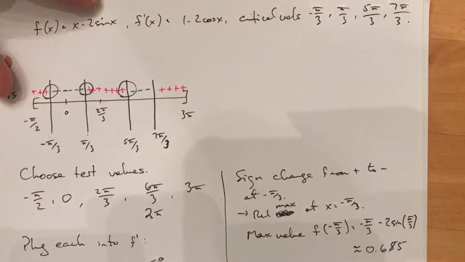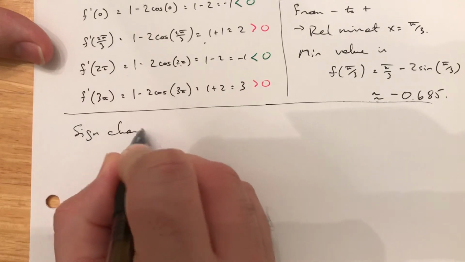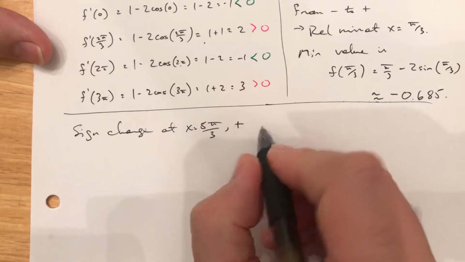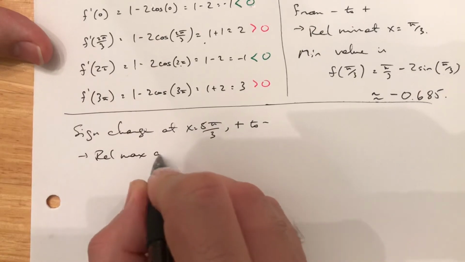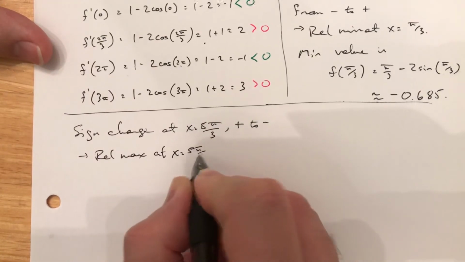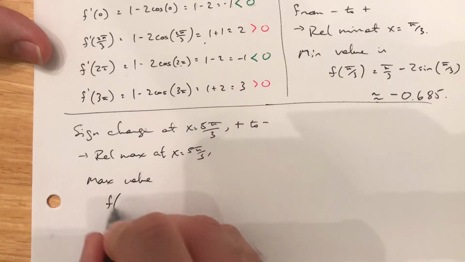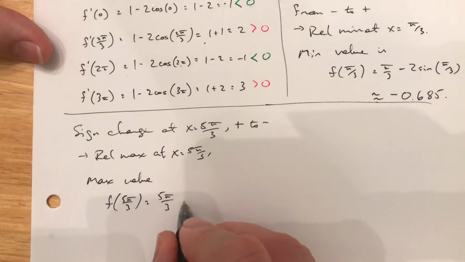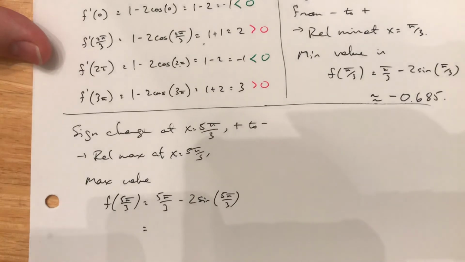Here at 5 pi over 3, we have a sign change again. This time from positive to negative, and so we have a relative max at x equals 5 pi over 3. And that maximum value is f of 5 pi over 3. It's 5 pi over 3 minus 2 sine of 5 pi over 3, which turns out to be about 6.97.